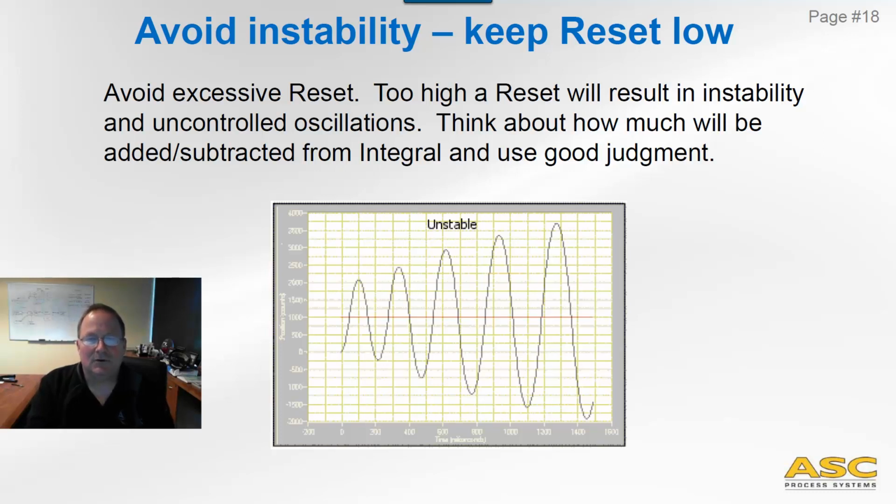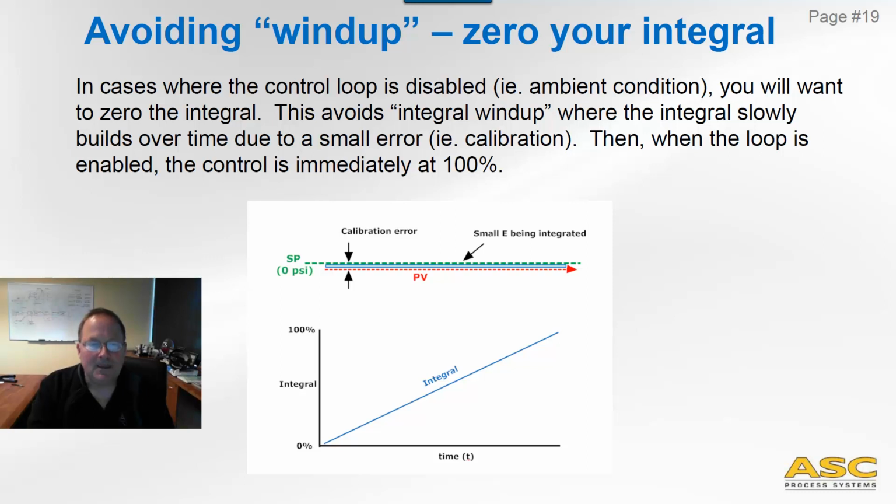We're going to play around a little bit with that. But most of our systems, we're looking at ranges of 0.1 to 1 as a reset limit. Avoid windup, and the answer is to zero your integral.